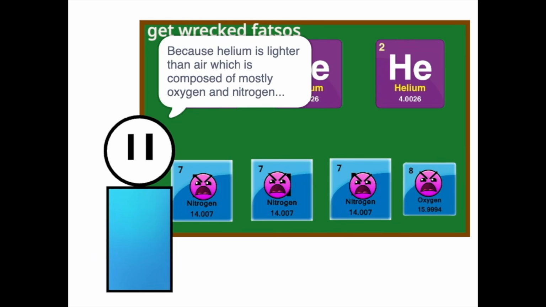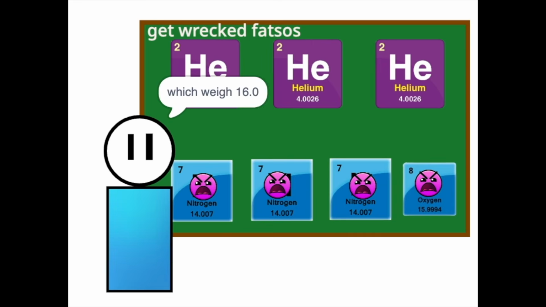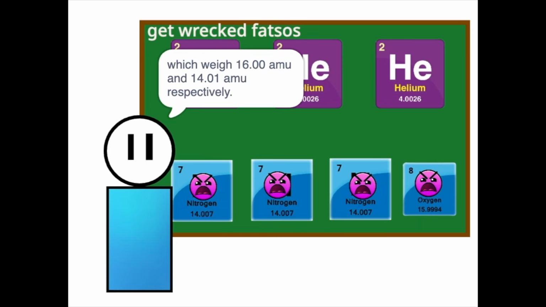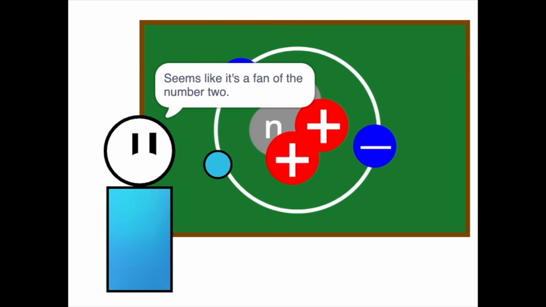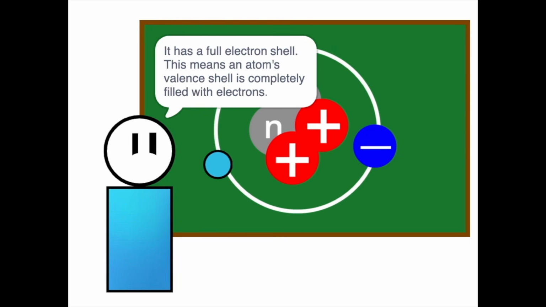Because helium is lighter than air, which is composed of mostly oxygen and nitrogen, which weigh 16.00 AMU and 14.01 AMU respectively. Helium has 2 protons and 2 neutrons and 2 electrons. Seems like it's a fan of the number 2. It has a full electron shell. This means an atom's valence shell is completely filled with electrons.